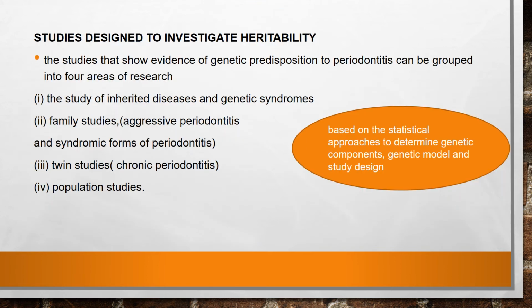Then, coming to the studies designed to investigate heritability, the studies that show evidence of genetic predisposition to periodontitis can be grouped into four areas based on the statistical approaches to determine genetic components, genetic model, and study design. The first one is the study of inherited diseases and genetic syndromes. Then come family studies, that are able to investigate aggressive periodontitis and syndromic forms of periodontitis. Then come twin studies, that are able to investigate chronic periodontitis. And then come population studies.